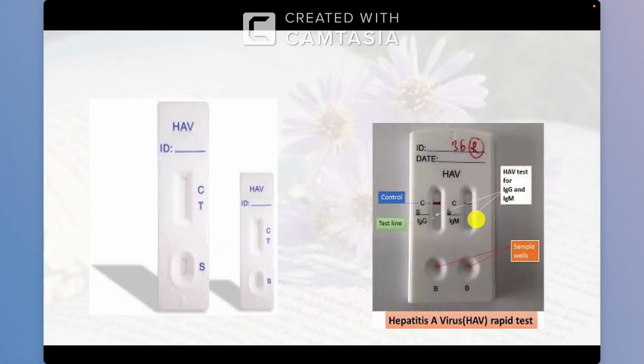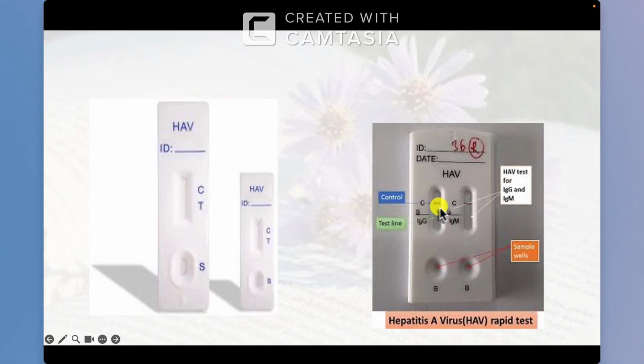This is a type of strip, and we have another type, of course. In this type, we have two bands, C and T. C is control, and T is test. Here we add a drop of the sample, and then a drop of buffer, which is provided with the strip. After waiting 15 minutes, two bands will appear like this.